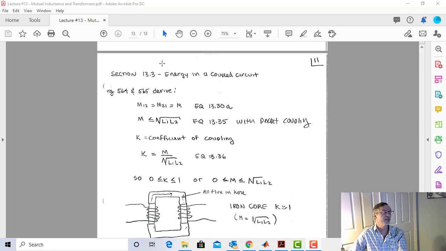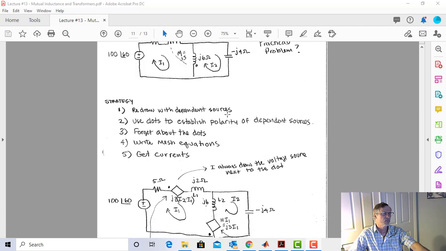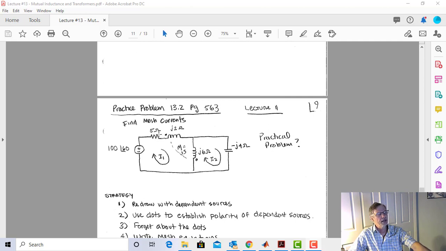Let's move on. Section 13.3, energy in a coupled circuit. So why do we care about this? Actually, before we talk about why we care about it, let's derive it. So we have this mutual inductance, M12 equals M21 equals M. But let's go up here, and I have J2 ohms, J6 ohms, and then I have J3.